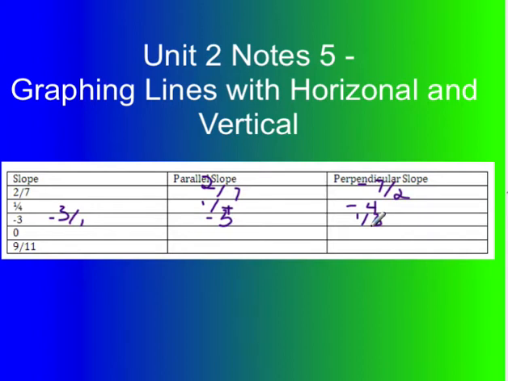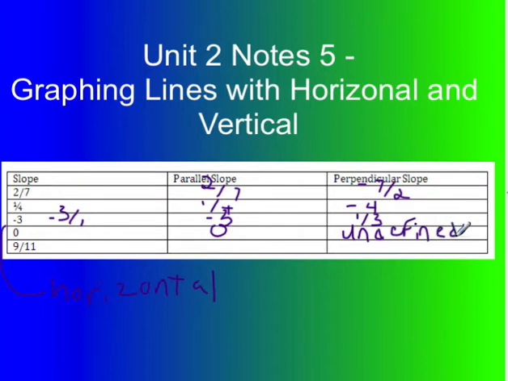Next, let's take a look at this 0, so the horizontal line. Remember that slopes of 0 are horizontal. So that means for something to be perpendicular to it, it would have to be vertical. Now recall we talked about this briefly in the last note sheet, that vertical lines have undefined slopes because we're going to be dividing by 0. So the slope of that line is going to be undefined.